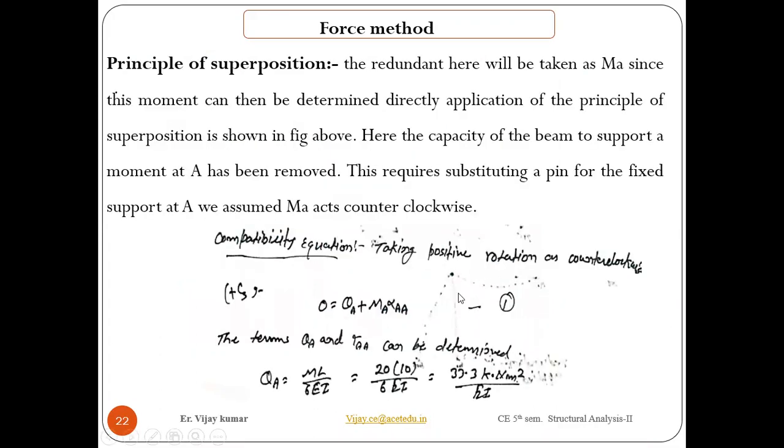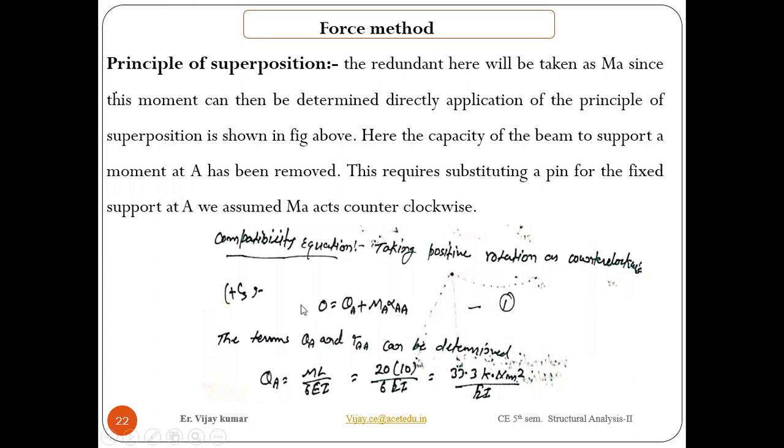Again, we are going to use the superposition principle. Whatever the data is mentioning, I just explained to you, so I'm not going to read it out here. For the compatibility equation, we are going to consider positive rotation as counterclockwise. You can take clockwise to be positive or anticlockwise to be negative, but here I'm just taking counterclockwise to be positive.